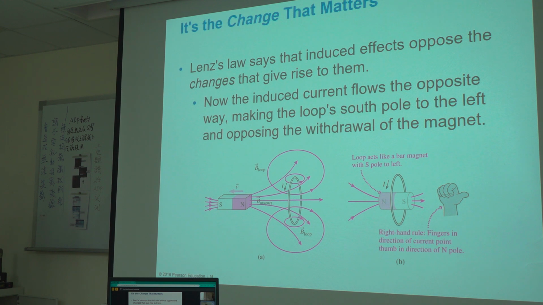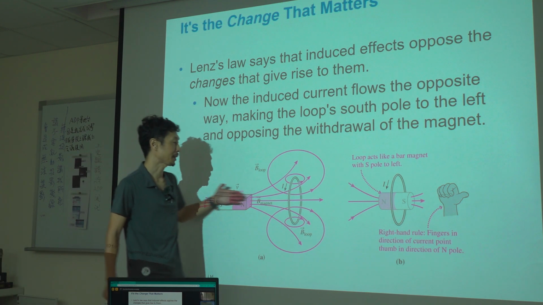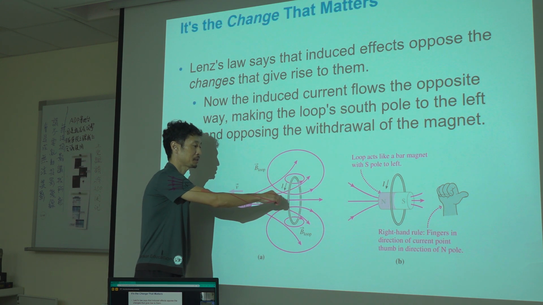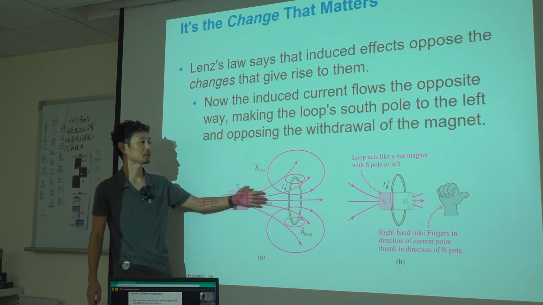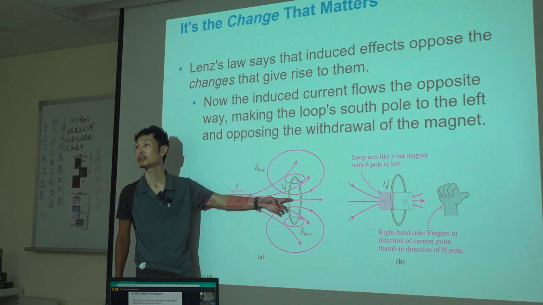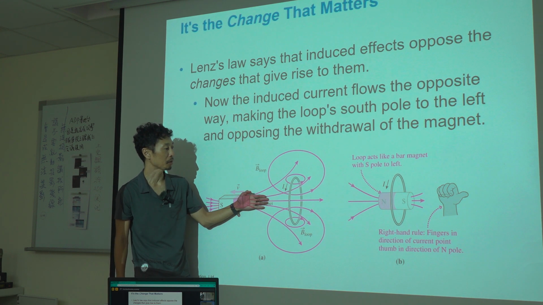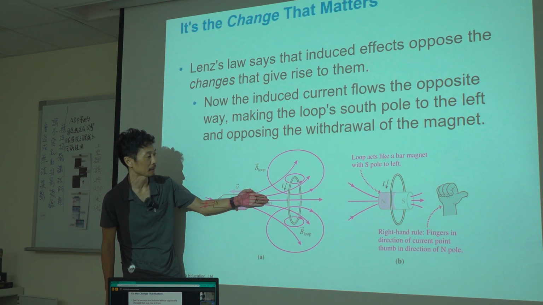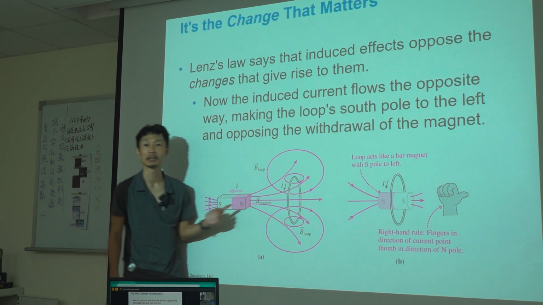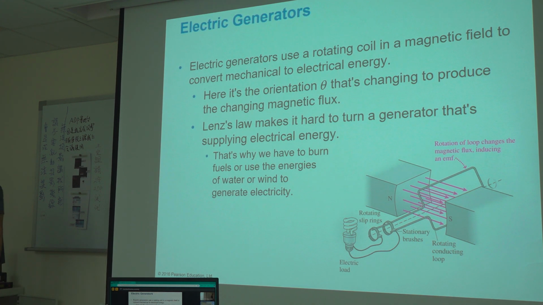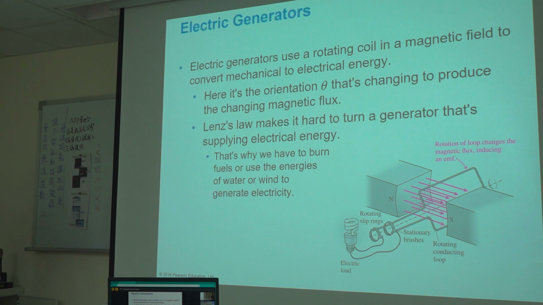Okay, so here it's the change that matters. So if the magnet is coming, then there's Faraday's law, and then there's a current here. But if it's stopping, then nothing changes, so there's no current. So if the magnet comes in, there's electricity, but when it stops, there's no current. Okay. Electric generators are something that uses this.